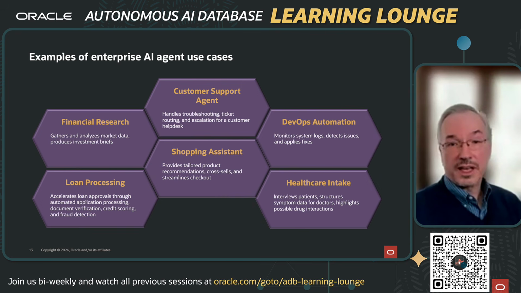Now, in operational settings like DevOps, agents can monitor signals like logs, metrics, or alerts, identify likely issues, and effect approved fixes or escalations. Now, success is typically measured by increased speed and accuracy, reduced manual effort, improved outcomes like resolution rates or approval times, and greater user satisfaction while maintaining governance, auditability, and compliance.